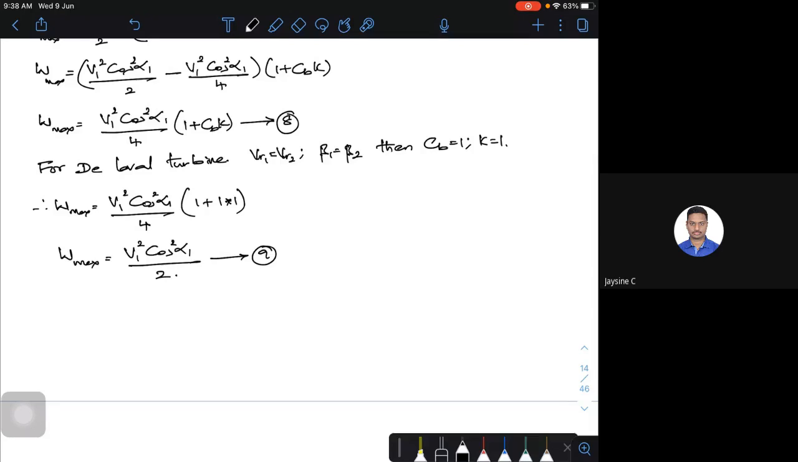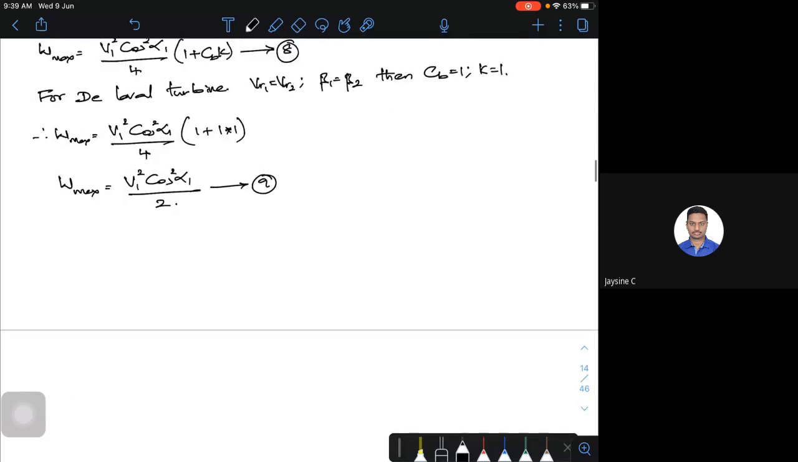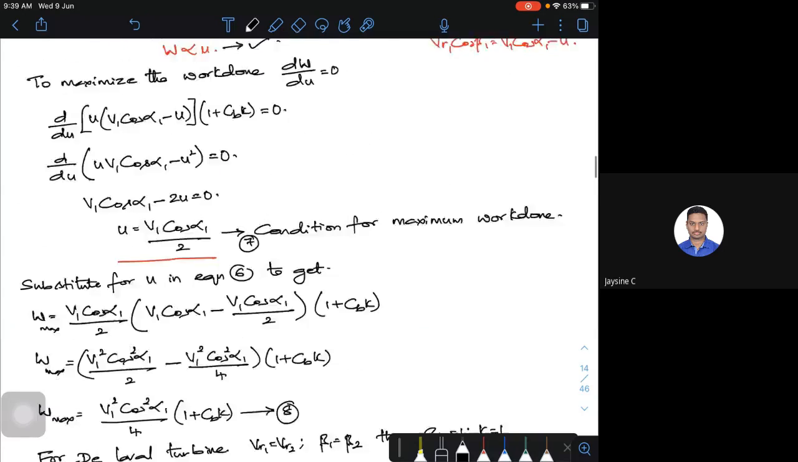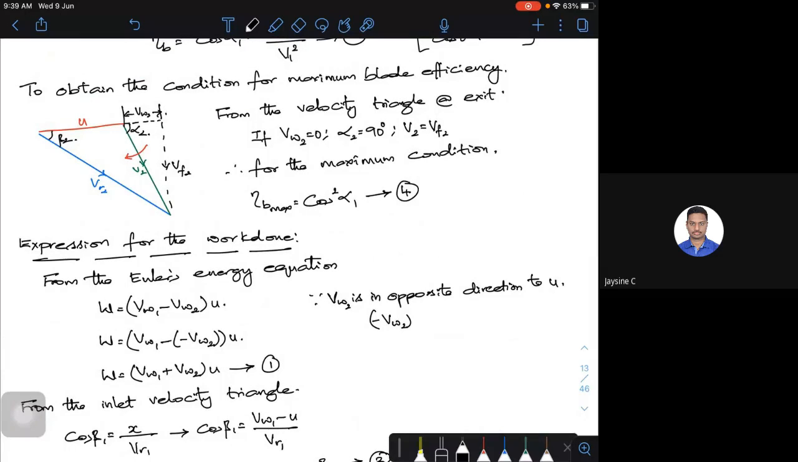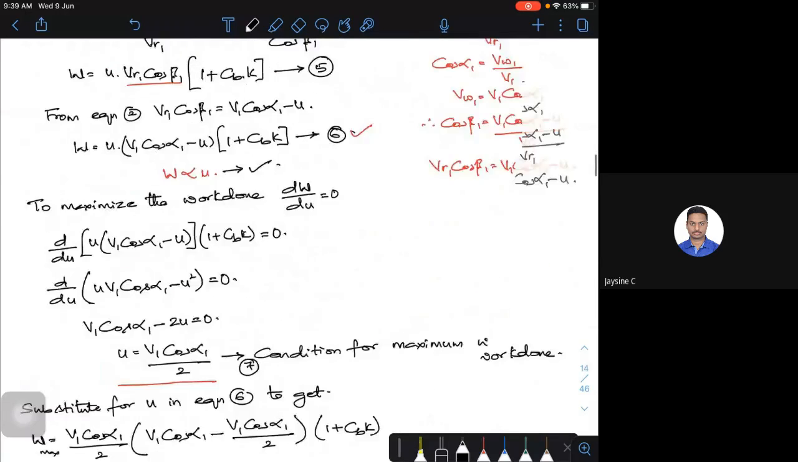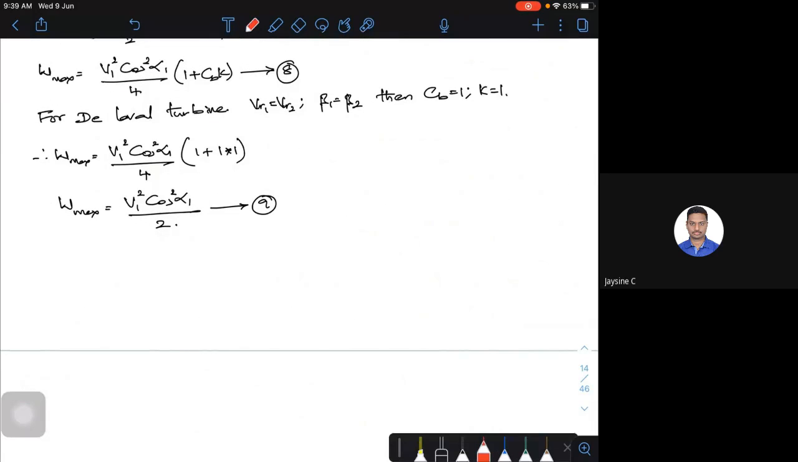Now, suppose I substitute this ideal condition, this work done in your blade efficiency, the maximum work done. What will happen to your maximum blade efficiency? It is something like V1 cos square alpha 1 divided by V1 square by 2. I didn't do that earlier, I should have done that. We got maximum blade efficiency as cos square alpha 1. I could have got the same thing, the same expression. So this is an extra thing, you can also do this.